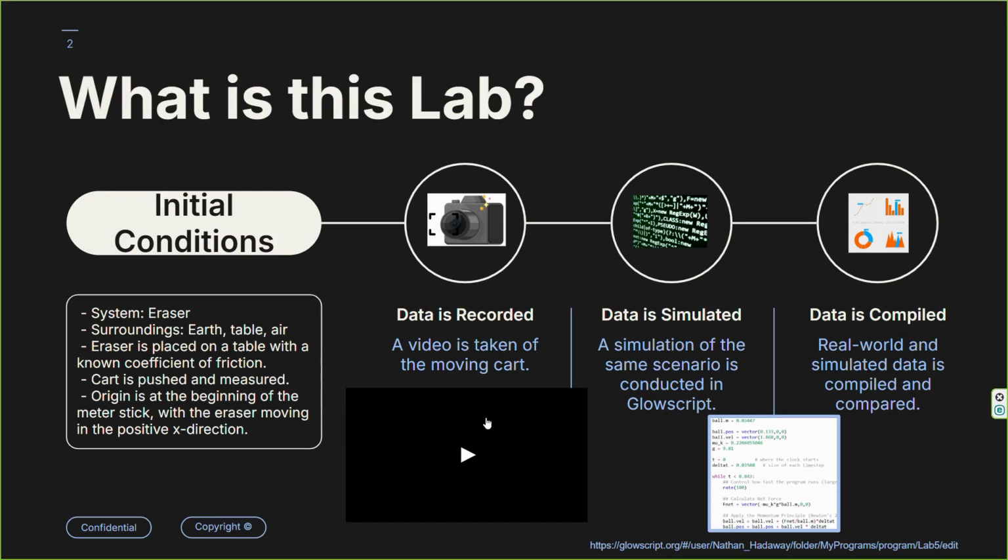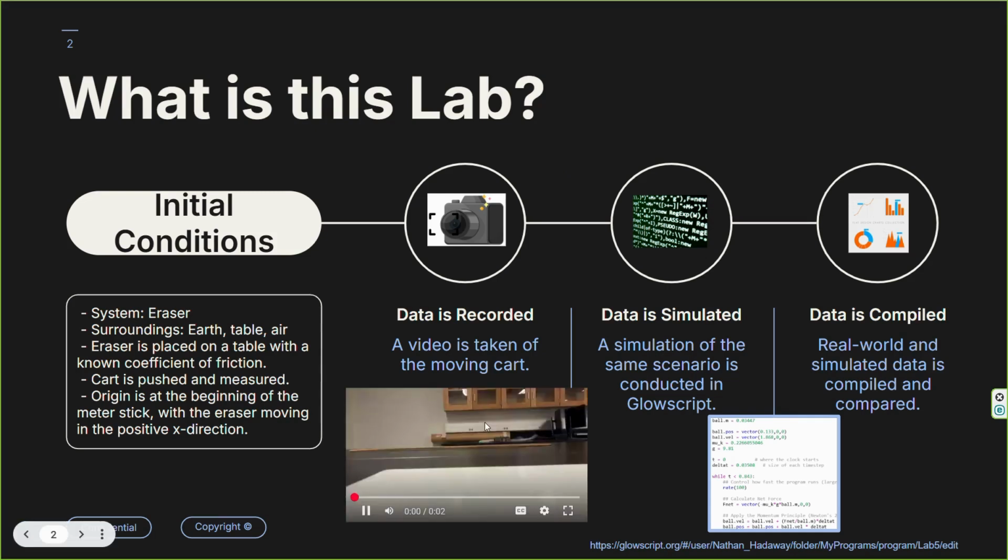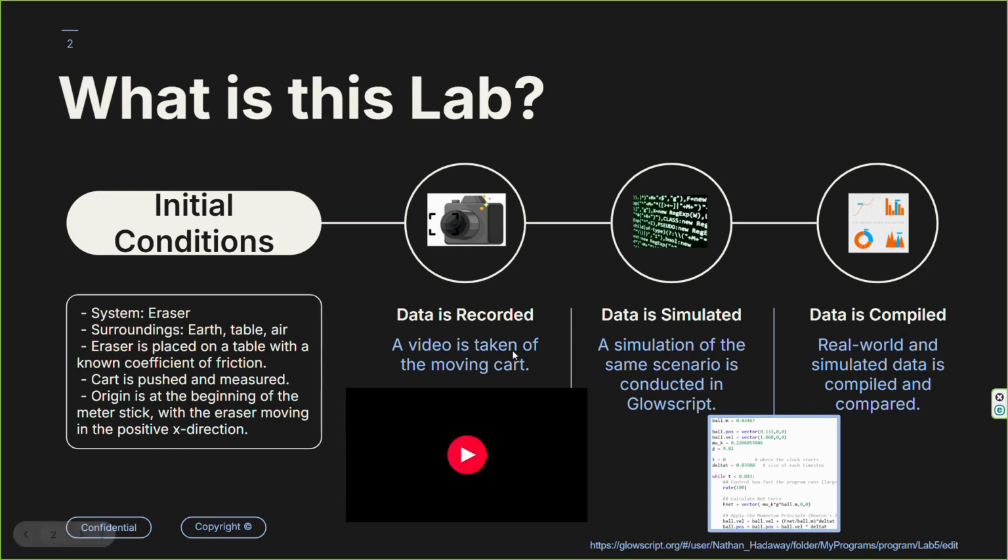So here is the video that we took of the eraser. Go. Pretty simple video. Then we tried to simulate this in GlowScript. You can see this is probably the most important part of the code in the bottom right-hand corner. If you want to look at the rest of it, the URL is right there beneath it. You can see here, though, that I added in a coefficient of friction and a friction force in the negative x direction. And then I also added a starting velocity. Last thing that I did was compile the real world and simulated data to see how they compared.